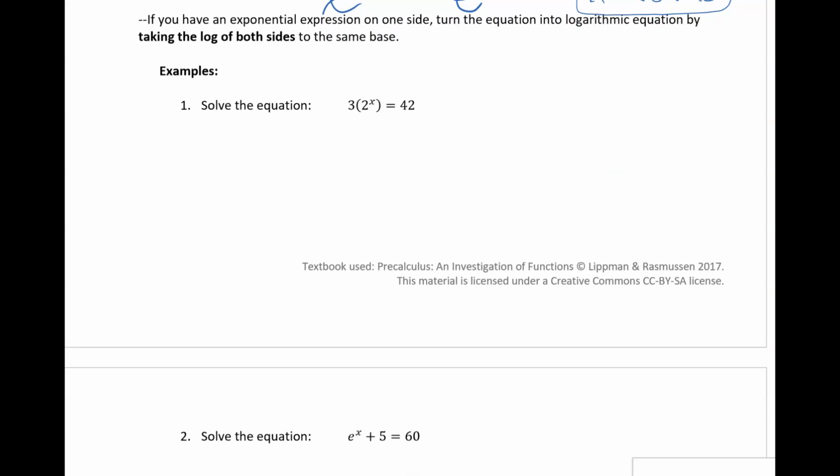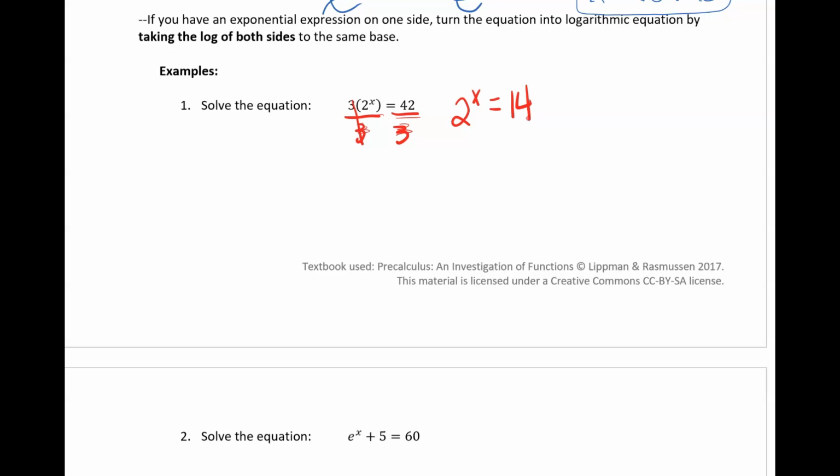It says if you have an exponential expression on one side, turn the equation into a logarithm by taking the log of both sides. So you know what? When in doubt, log it out. So if you're not sure what to do, try logging both sides and see if that gets you anywhere. The first thing I'm going to do is I want to isolate though. When I isolate, I'm going to divide both sides by 3. When I divide both sides by 3, there we go, that's a little bit better. That gives me 2 to the x equal to 42 over 3, which would be 14.